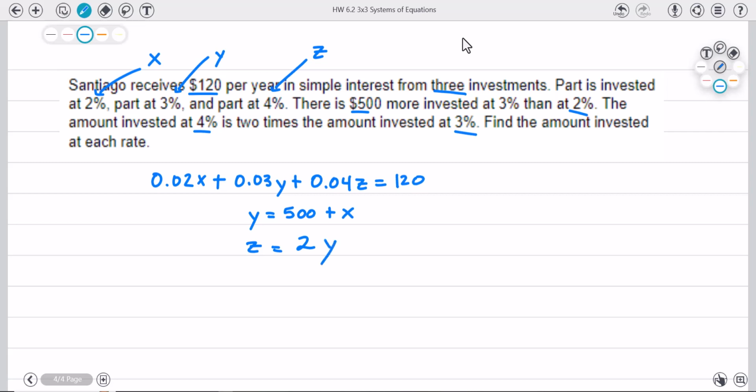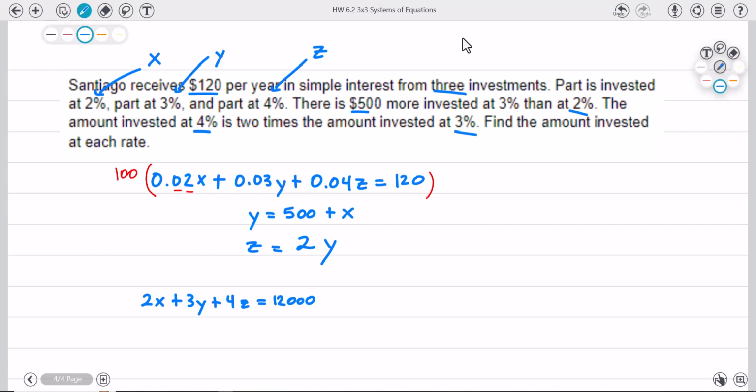Now, the first thing, I do a couple of things. One, I put all the variables on one side, but another thing that I do is I know how students really don't like fractions and decimals, so I multiply this by 100. And why by 100? 10 hundredths. And so what's going to happen when you multiply this by 100 is you're going to get 2x plus 3y plus 4z equals 12,000. And it's just nicer, right? Because you're not having to deal with decimals.